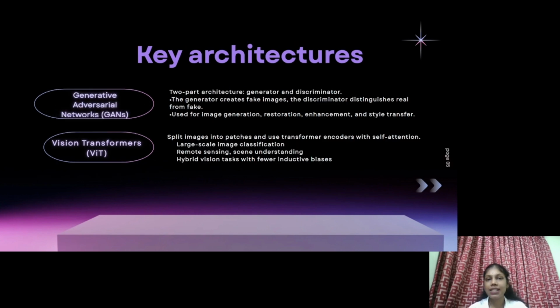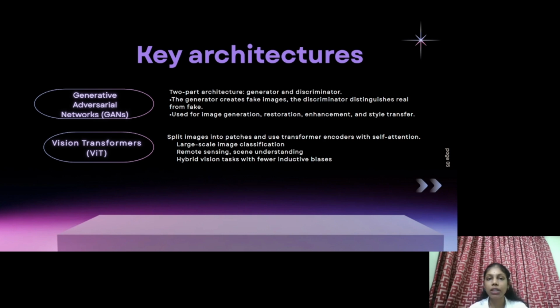GANs are very fascinating. They are two-part architectures. One is the generator and the other is the discriminator. The generator creates fake images and the discriminator tries to identify if the image is real. This push-pull competition leads to realistic image generation, restoration, even style transfer.